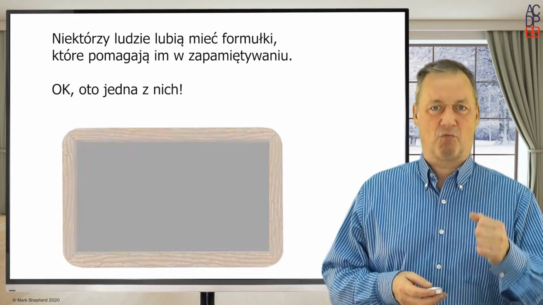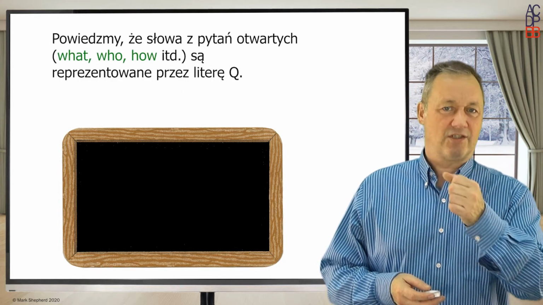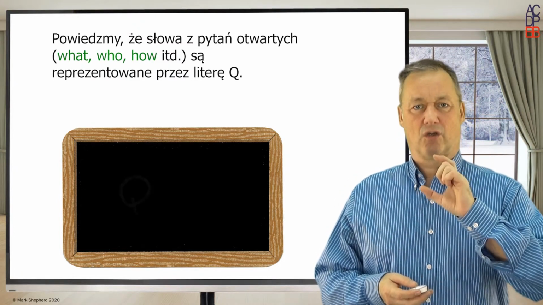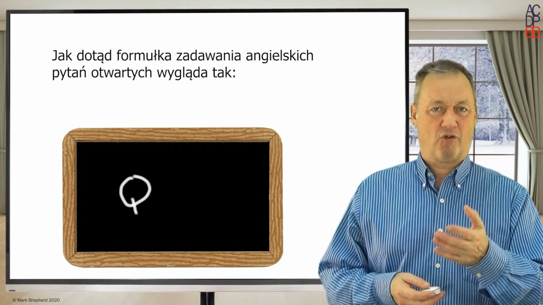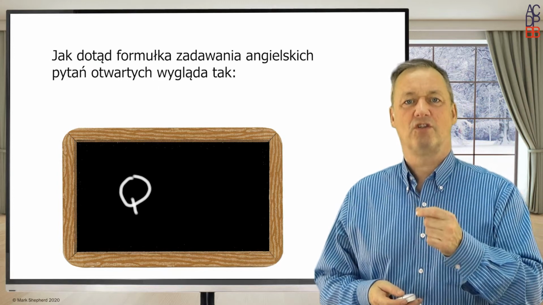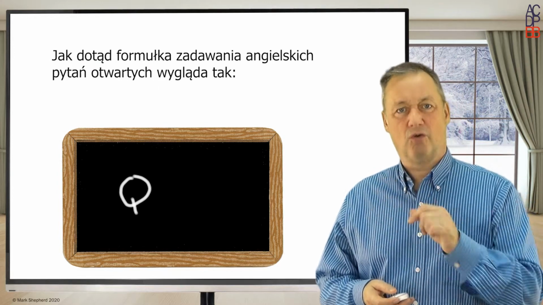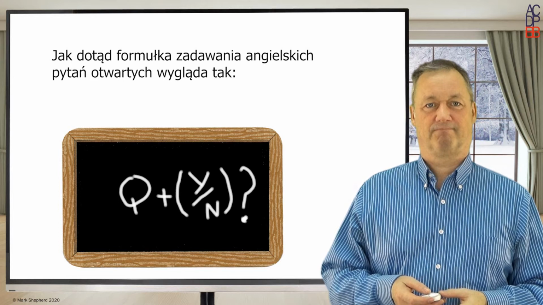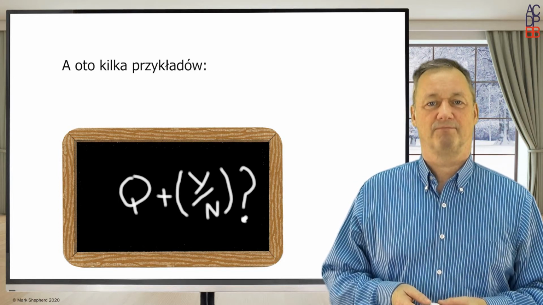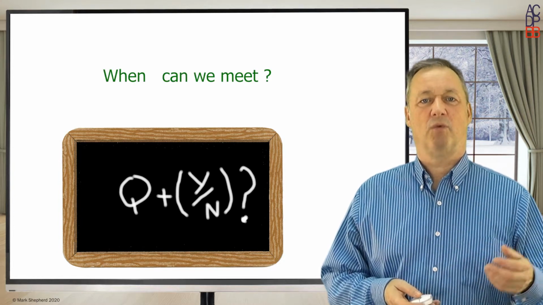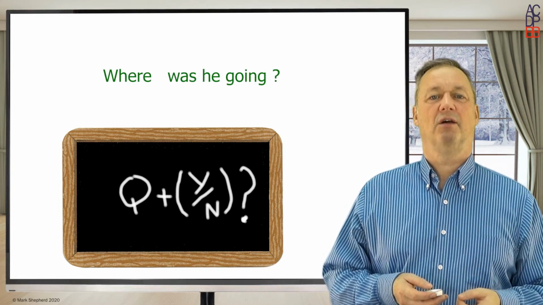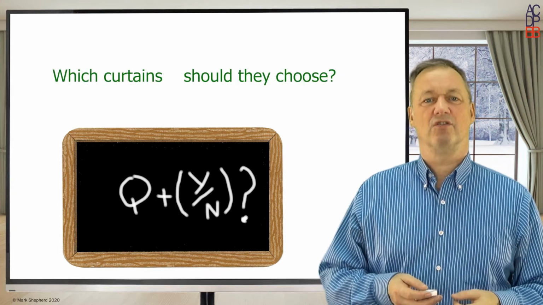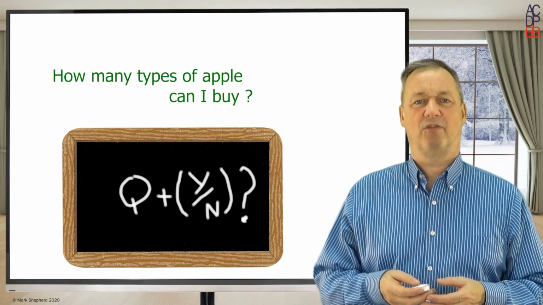Now, some people like to have a formula to help them remember stuff. Okay, here's one. Let's say that the open question words, what, who, how, etc., are represented by the letter Q. The formula so far for asking questions in English is Q plus yes-no question. Here are a few examples. When can we meet? Where was he going? How do you feel? Which curtains should they choose? How many types of apple can I buy?